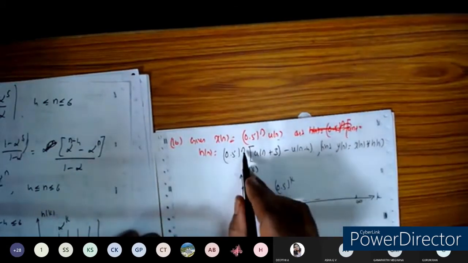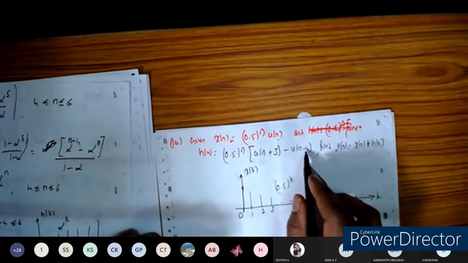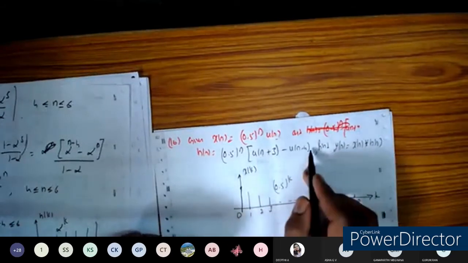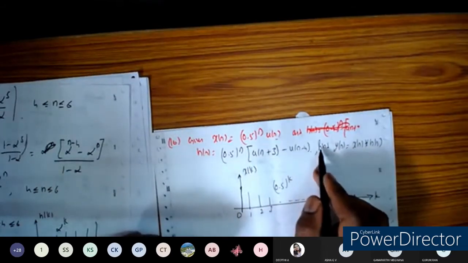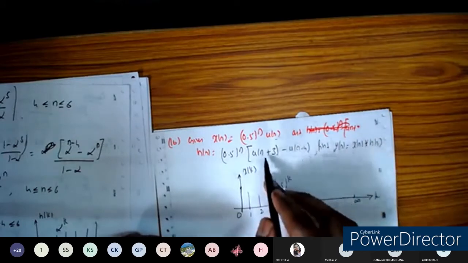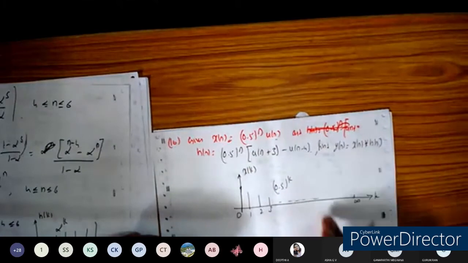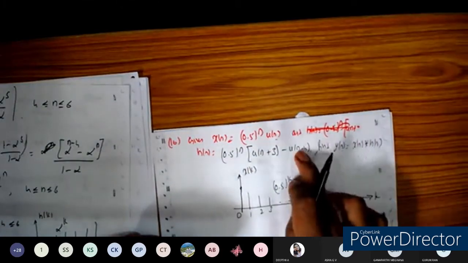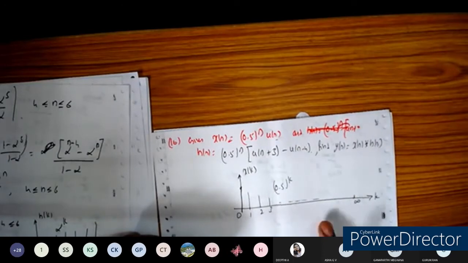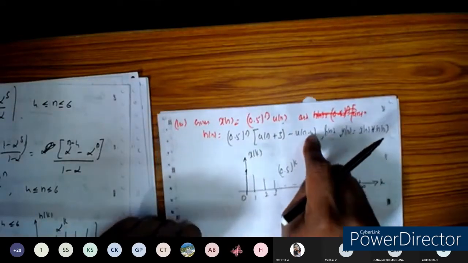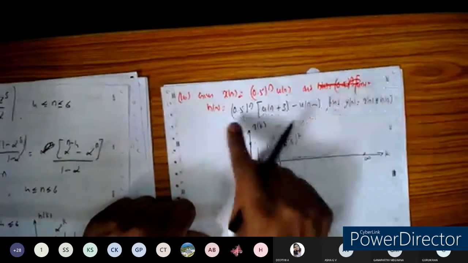And next one is 0.5 to the power of n into u of n plus 3 minus u of n minus 4. u of n plus 3 minus u of n minus 4 means the signal is going to start from minus 3 and up to plus 3 it will be there, and from n minus 4 the signal will cancel each other. So u of n plus 3 is nothing but from minus 3 the signal is going to start. u of n minus 4 is nothing but from plus 4 it is going to start. When you take the difference of this, the signal from n is equal to 4 onwards will cancel each other, so that we are going to get the signal from minus 3 up to plus 3, and this is multiplied by 0.5.